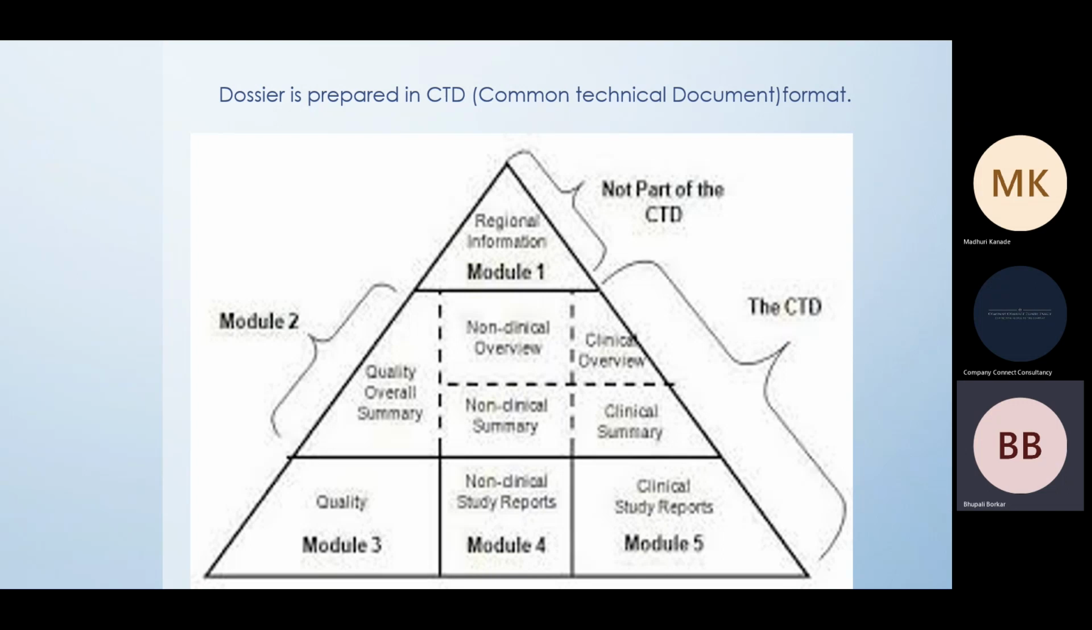It will have 3.2.S.2.1, that is for your drug substance. 3.2.P section is for the finished product. And there are different sections for each and every dossier. And the dossier is mostly present in different software.